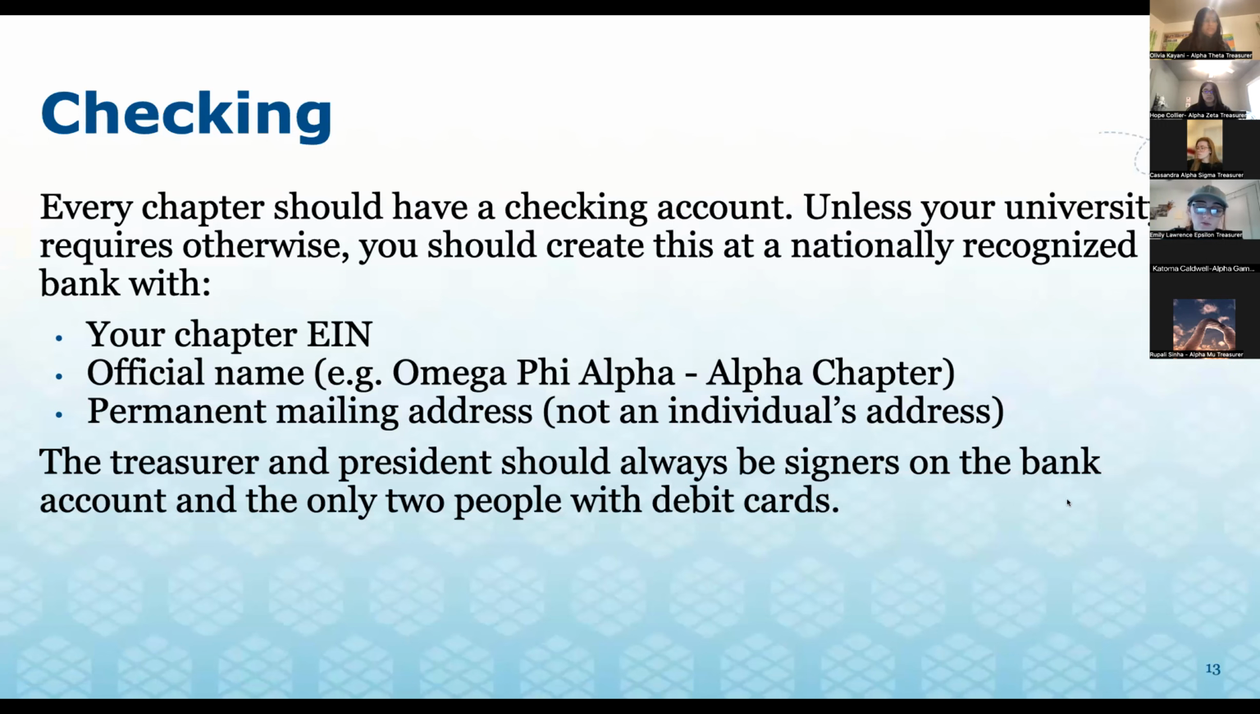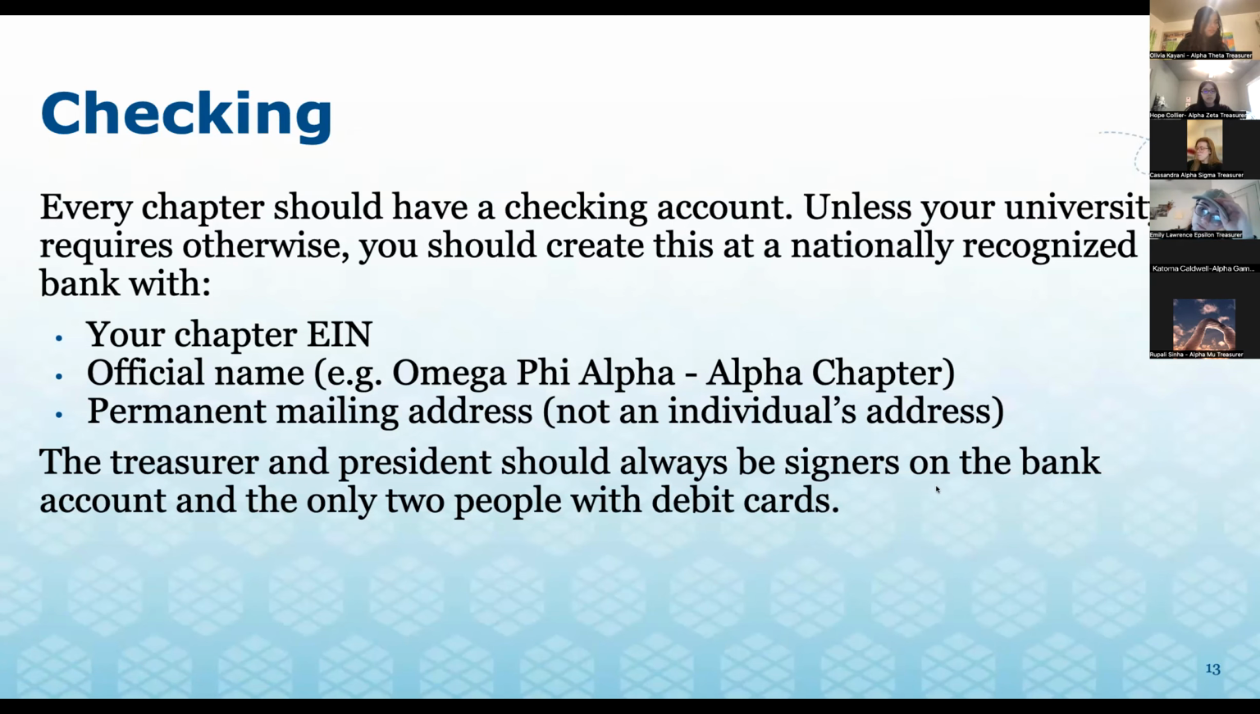So first of all, every chapter should have a chapter checking account. Unless your university requires otherwise, you should create this at a nationally recognized bank that is easy to access, whether it has a branch closest to your university, or just the most branches in your area. So whatever that is, Bank of America, Wells Fargo, PNC, it doesn't matter. And you want to open this bank account with your chapter EIN number.